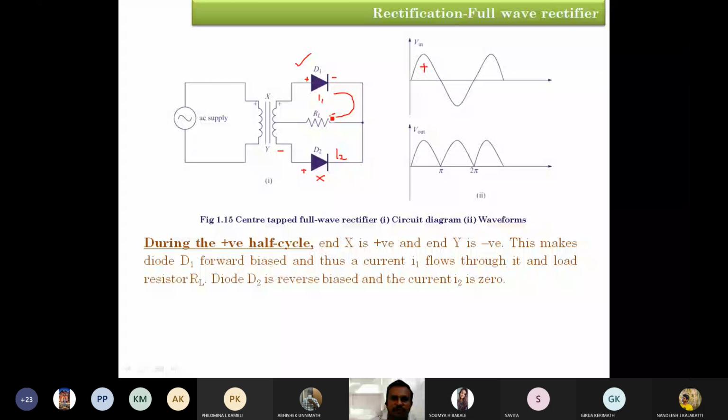At this terminal, you can observe the current is going to split into two parts here, one towards diode D2, another towards load resistor RL. As diode D2 is in off condition, no current is going to flow in this direction. Obviously, the current is going to flow through diode D1, load resistor RL, and reach the ground terminal.